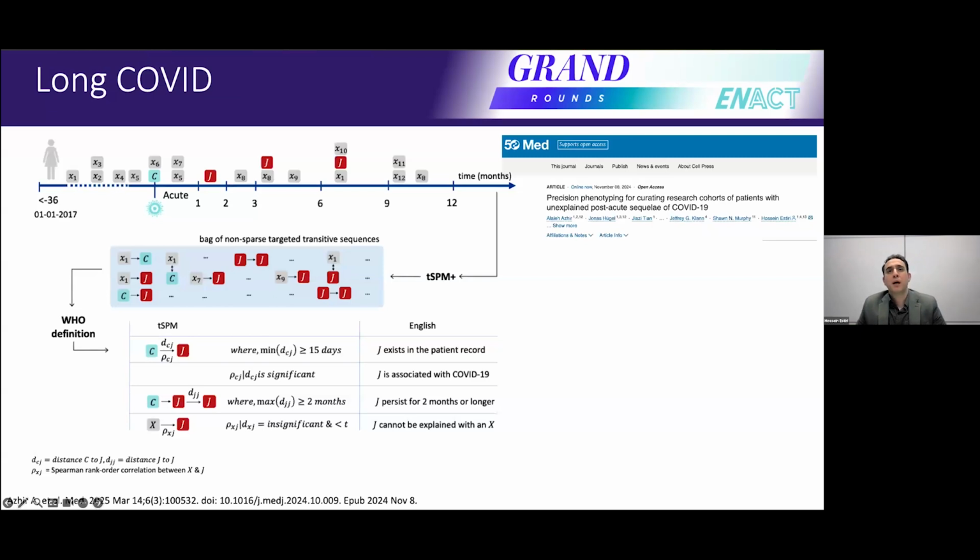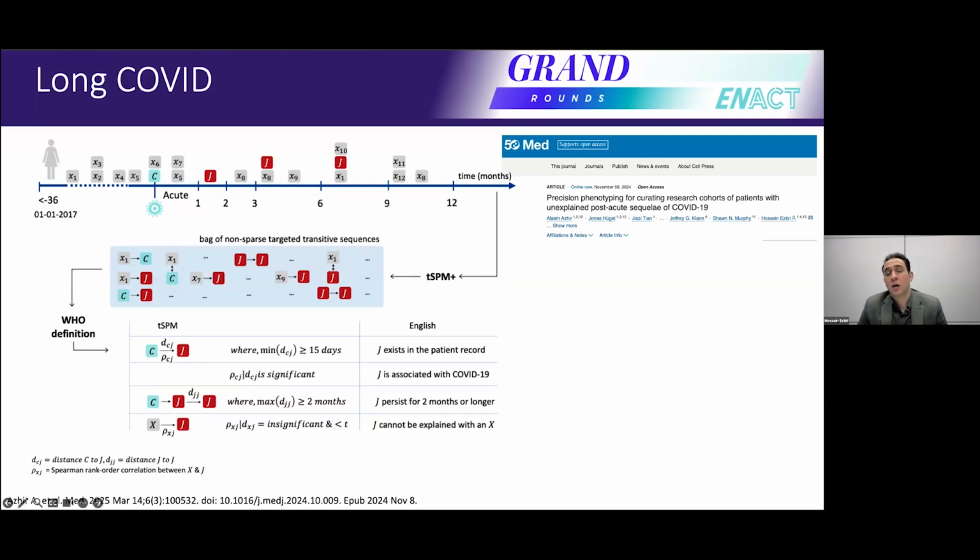Here is a broad description of how the model basically performs. Imagine you have a patient and you put all of their data on the x-axis, which is time. Then there are all of these potential EHR records in X's, and then there is COVID infection in C, and then there is potential long COVID in J.